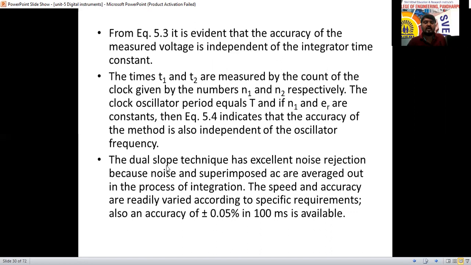The dual slope technique has excellent noise rejection. The main advantage is that it rejects noise, and superimposed AC is averaged. In the process of integration, the speed and accuracy are readily varied according to specific requirements. The accuracy is plus or minus 0.05% in 100 milliseconds.